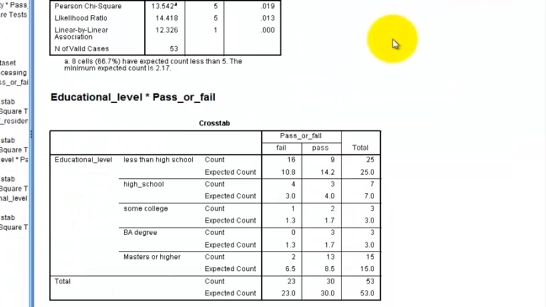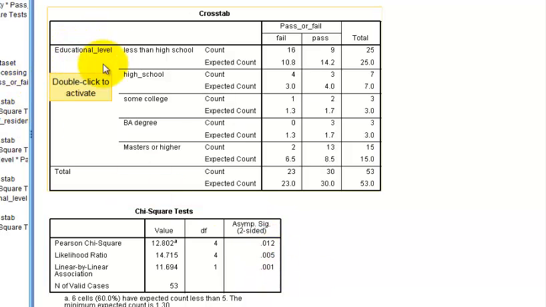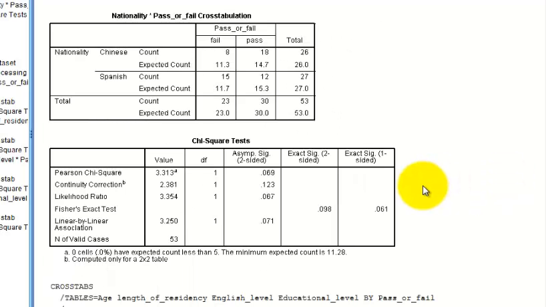Okay. So there is a significant difference, right? Because the significance is less than 0.05. That tells us that there is a significant difference between the different education levels and the pass-fail rates.